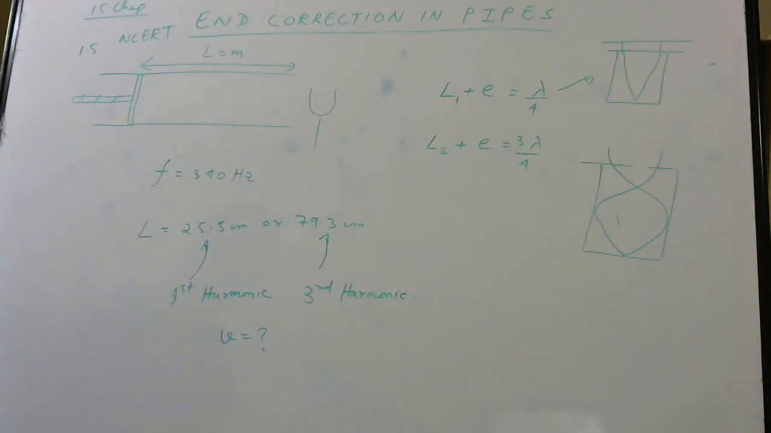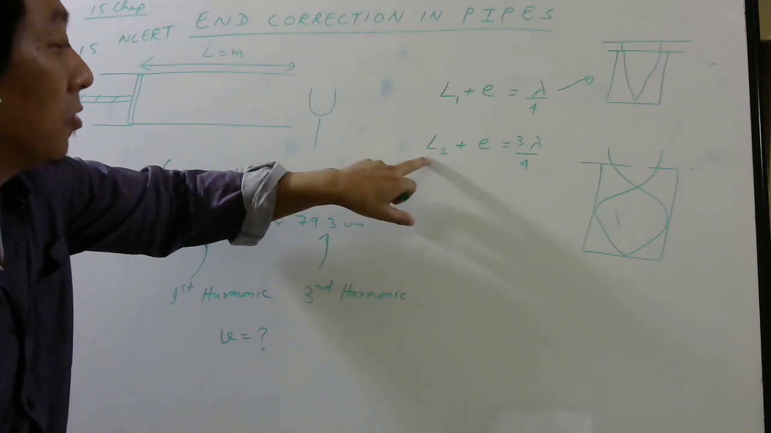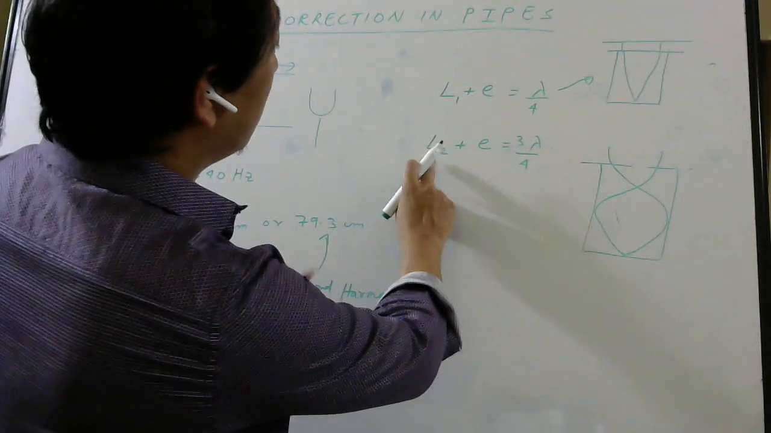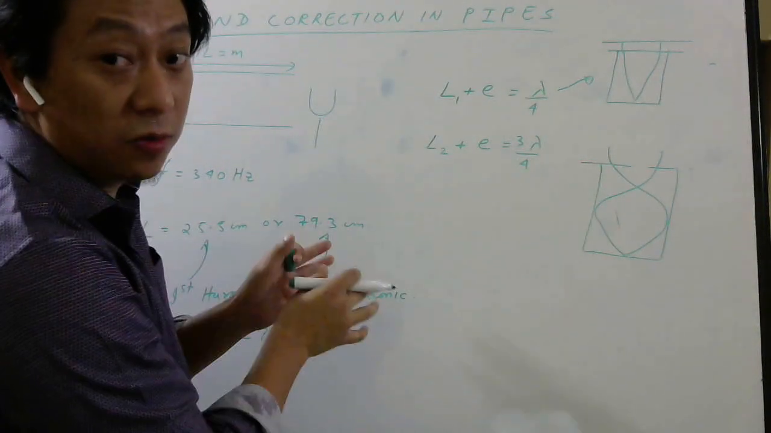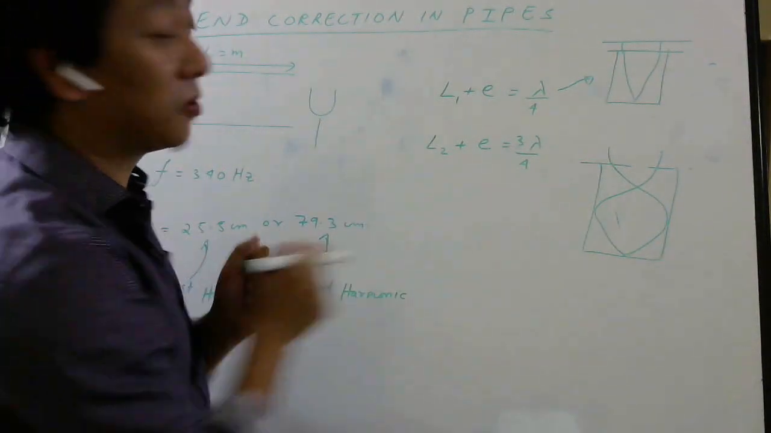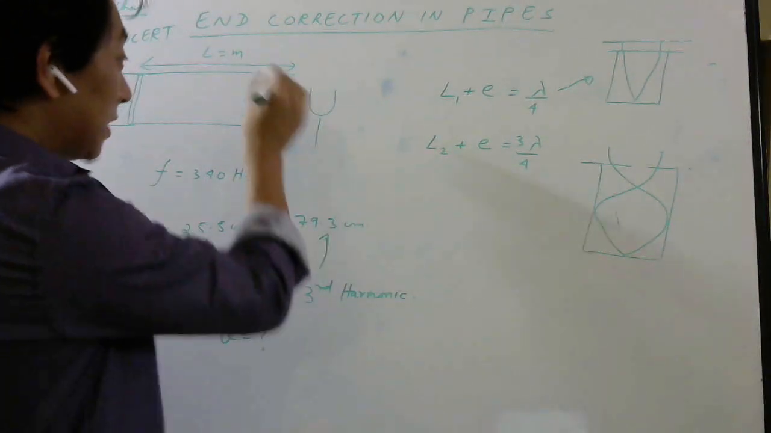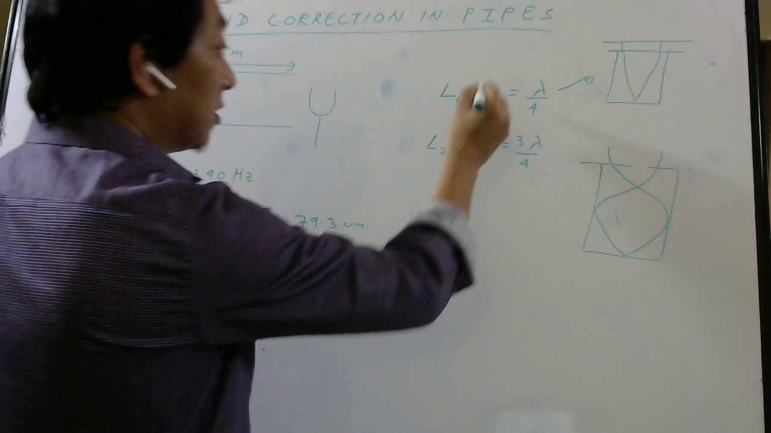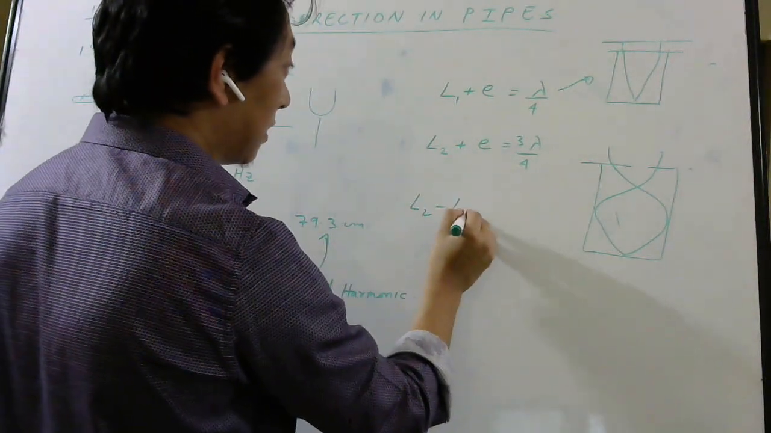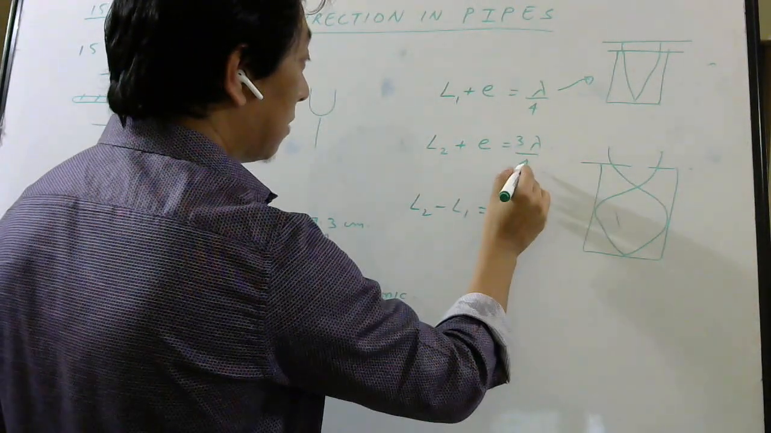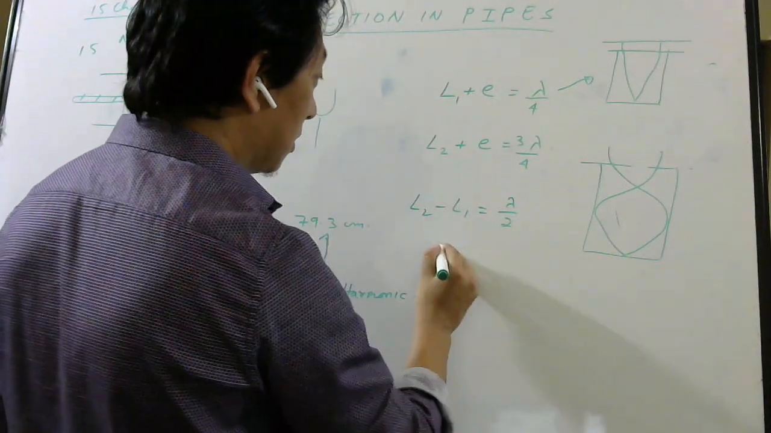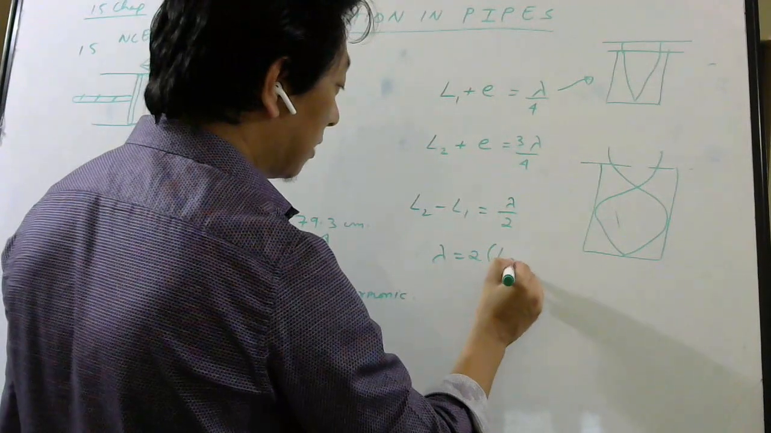So you can now see that L1, L2 need not be the same because this E is there. If this E was not there, L2 would be 3 times L1. But now L2 need not be 3 times L1 because this E is there. Since E is not mentioned in the question, and the diameter of the pipe is not mentioned, what will we do? Subtract these two. So L2 minus L1 will be equal to 3 lambda by 4 minus lambda by 4, which is 2 lambda by 4, which will be lambda by 2. So lambda will be 2 times (L2 minus L1).